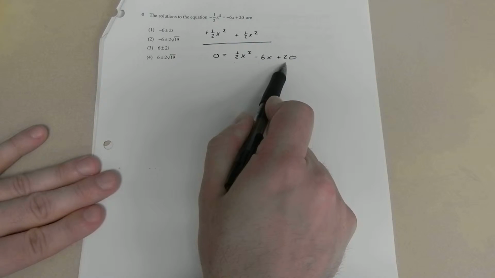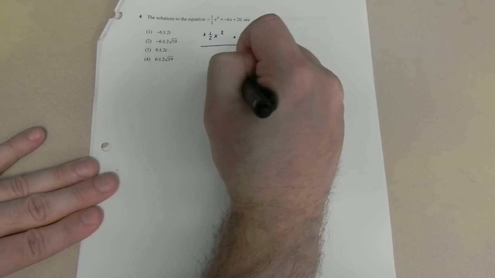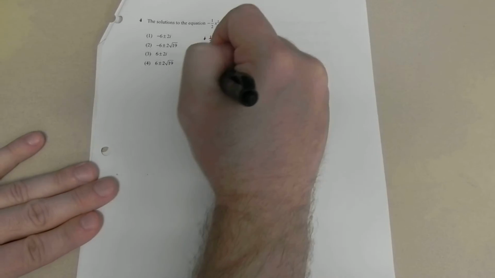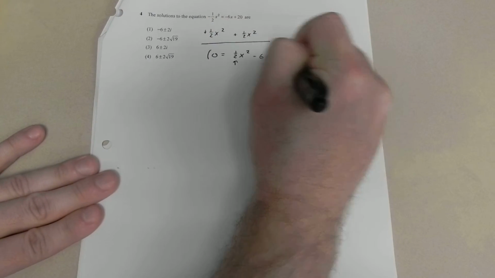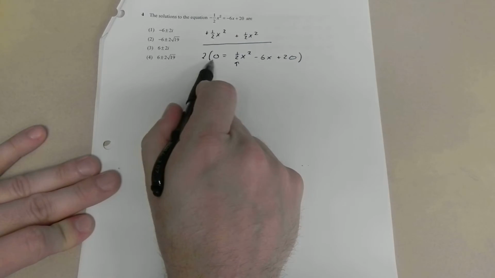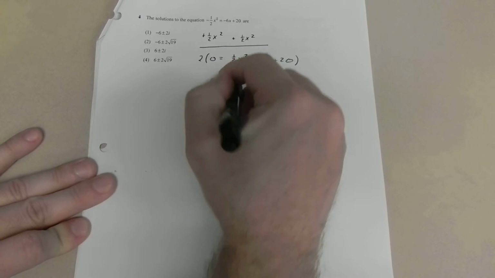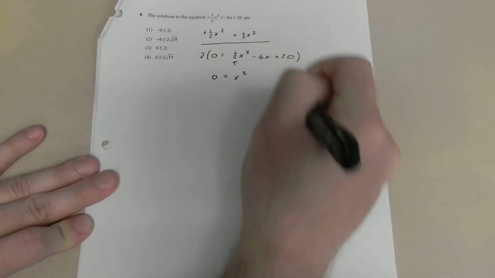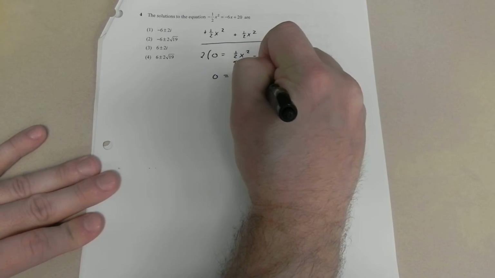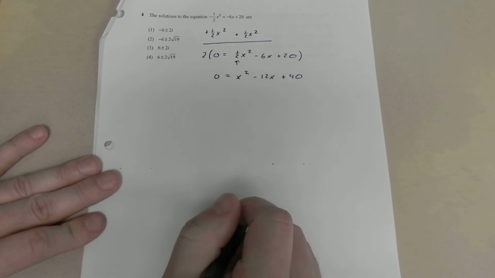However, I prefer completing the square. The only issue with completing the square is that the lead coefficient must be 1. So I'm going to take the entire equation and multiply it by 2. 2 times 0 is still 0. 2 times 1/2 gives me my lead coefficient of 1, 1x squared, minus 12x plus 40.